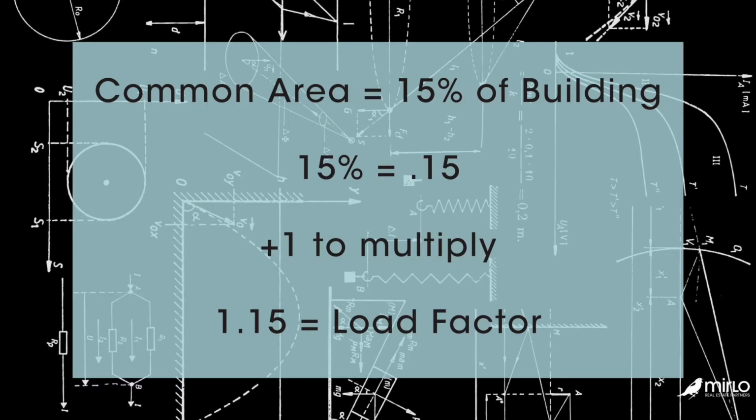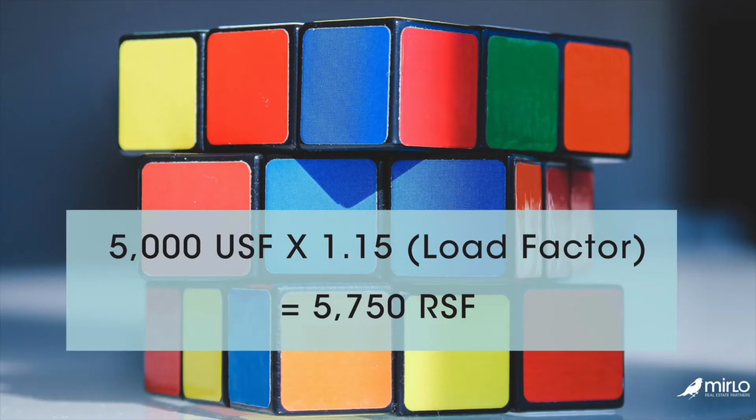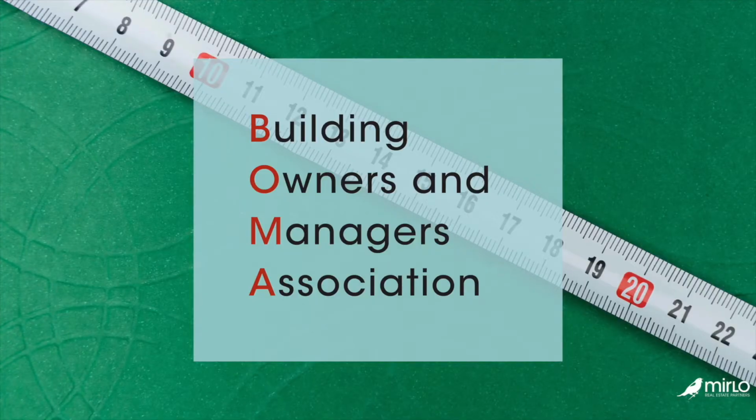So for example, if all the common areas of the building, the shared hallways, bathrooms, etc., total to be 15% of the entire building square footage, then the load factor will be 1.15. Then, if your usable square footage is the actual amount of space located in your specific suite, for example, 5,000 square feet, you would multiply 5,000 times 1.15 to get a rentable square footage of 5,750 square feet.